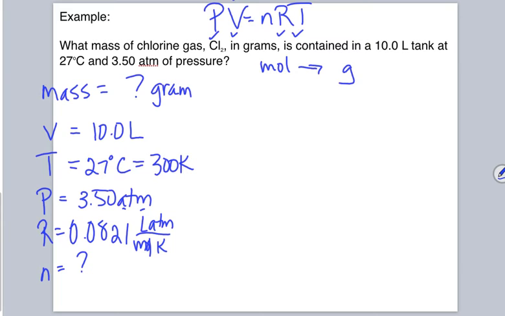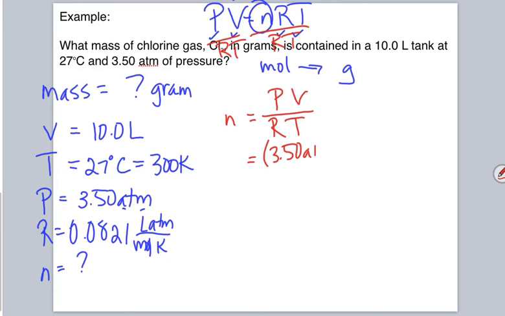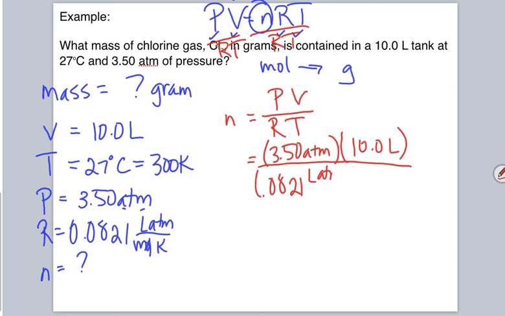So in this case, the first thing we want to do is solve for number of moles. We want to solve for n. And so we solve for n by dividing both sides by RT, so that the number of moles is equal to pressure times volume divided by gas constant times temperature. We plug in our values. Pressure, 3.50 atmospheres. Volume, 10 liters. R, 0.0821 liter atmospheres per mole Kelvin, times temperature, which was 300 Kelvin.